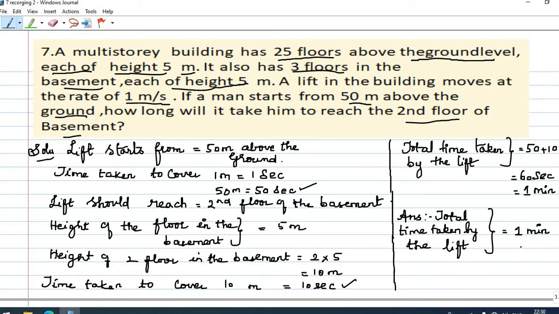Can you understand this, children? So first I calculate for 1 meter is equal to 1 second, which is given in the question. I find out for 50 meter, 50 second. Afterwards I find out the height of the floor in the basement. So it is 2 floors, so I multiply by 2. 2 into 5 is 10 meter. 10 meter is equal to 10 second. Now I add the 50 second and 10 second to get the total time taken by the lift. Any doubt, children? Shall we move on to the next one?